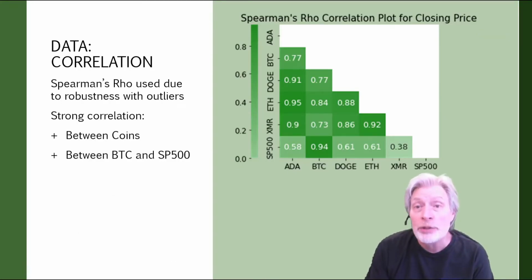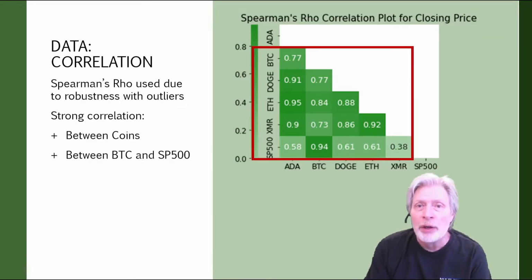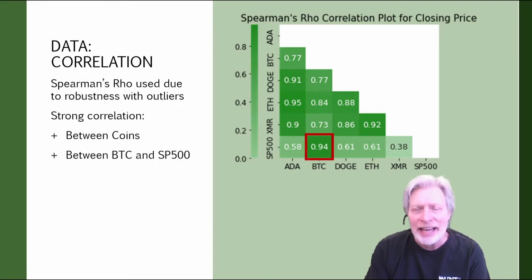Looking at correlation between symbols, there was a strong correlation between the closing price for coins and also a very strong correlation between Bitcoin and the S&P 500. This may explain the positive performance on the models that contained all symbols, which I'll talk about shortly.